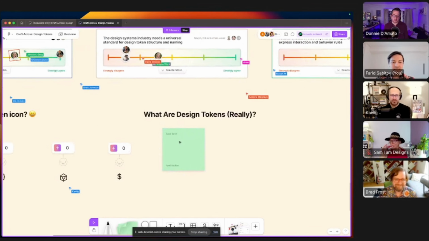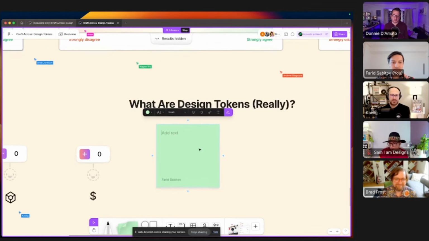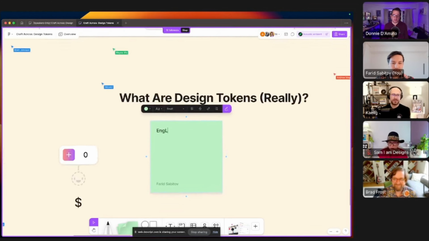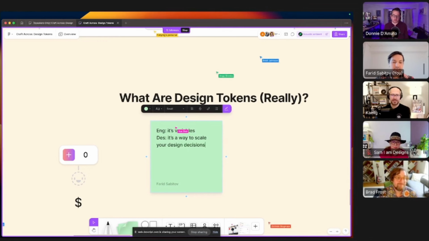Yeah, it depends who I'm talking to. So if I'm talking to an engineer, I'm just going to tell them, hey, it's basically variables. If I'm talking to a designer, I'm going to tell them it's a way to scale your design decisions and put names on values. So we all speak the same language between design and engineering. Depending on the kind of leader I might be talking to, I might bring up things like velocity and consistency and those things that they might be caring about a little bit more than just how we select colors in Figma.